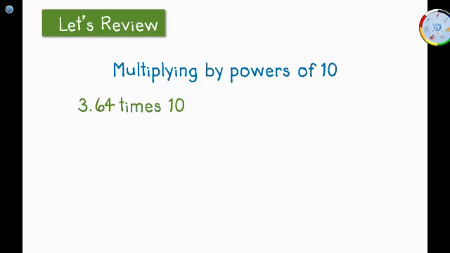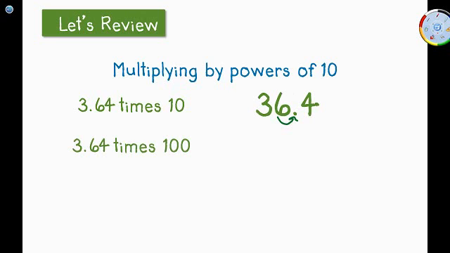If I have this number 3.64 times 10, I look to that power of 10 and I ask myself, how many zeros does that 10 have? Because that is the key to moving the decimal. When we multiply by 10, we move the decimal in our numbers to the right, the same number of positions as the number of zeros within our power of 10. So here I have 3.64 and I'm multiplying it by a power of 10. I move that decimal to the right one position because 10 has one zero, and I'm left with 36.4.